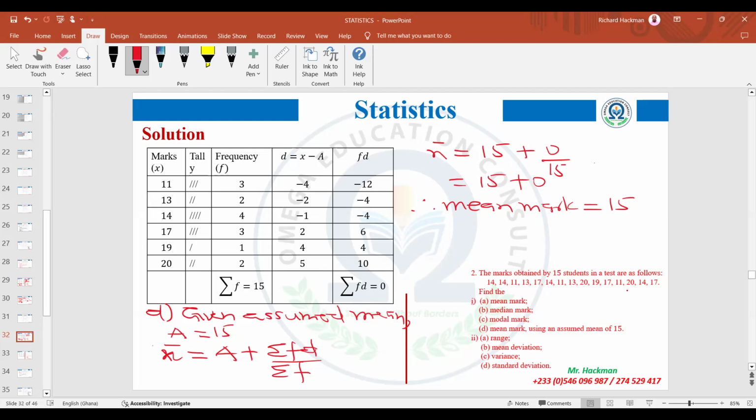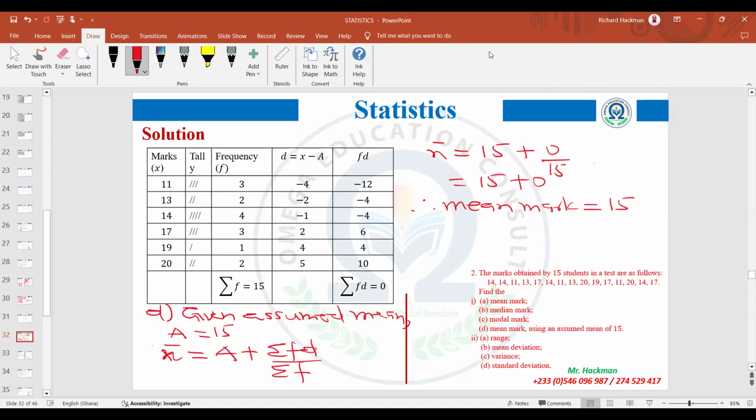So that will be it for the assumed mean from an ungrouped frequency distribution table. Okay, now let's see how we can find the assumed mean from a grouped frequency distribution table. Okay, so quickly, let me see if we can move on to an example of that sort.